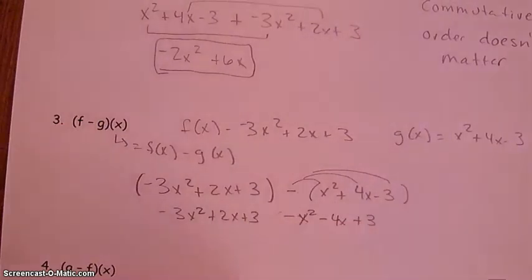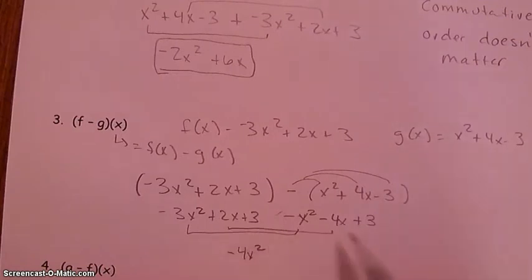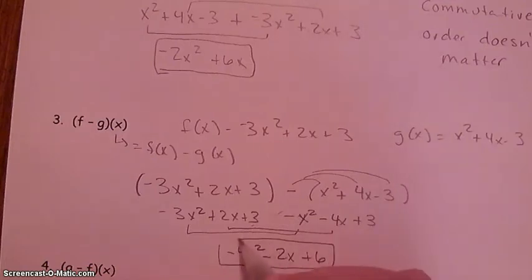Okay, so now we can just go ahead and combine our like terms. I have negative 3x squared minus x squared, so that gives me a negative 4x squared. I have 2x minus 4x, so that gives me minus 2x. And I have a 3 plus 3, which gives me plus 6. So that would be my answer to this problem there, f minus g of x.